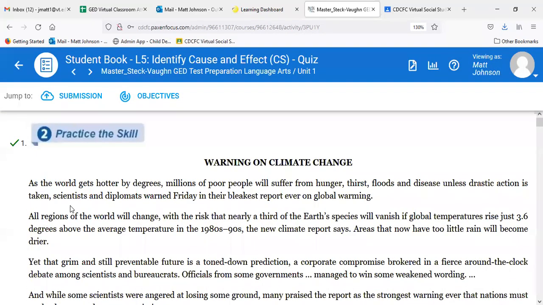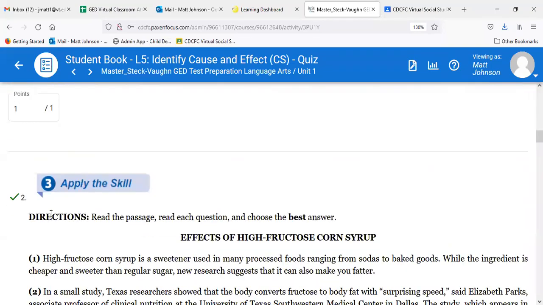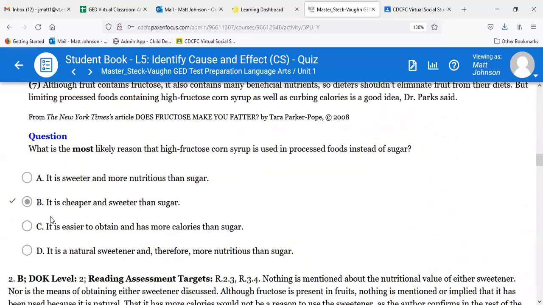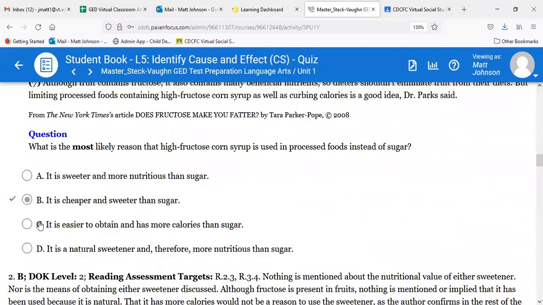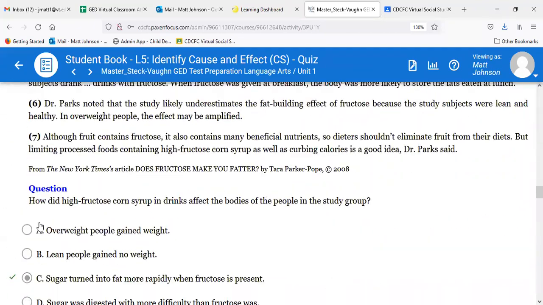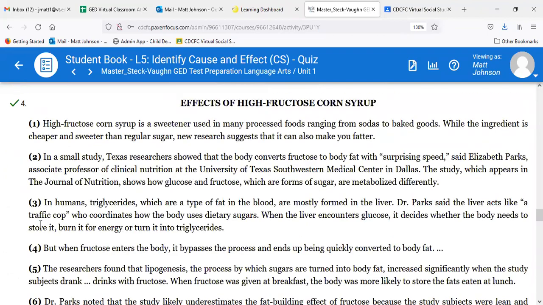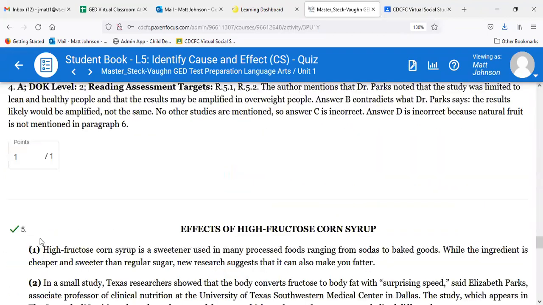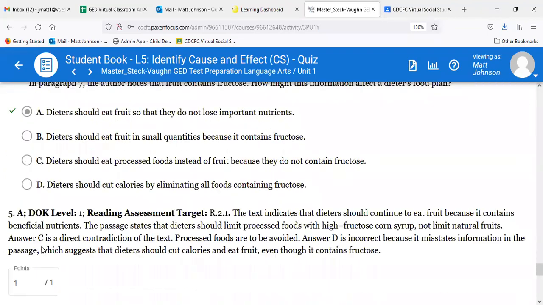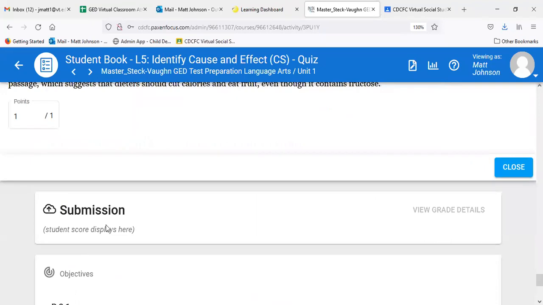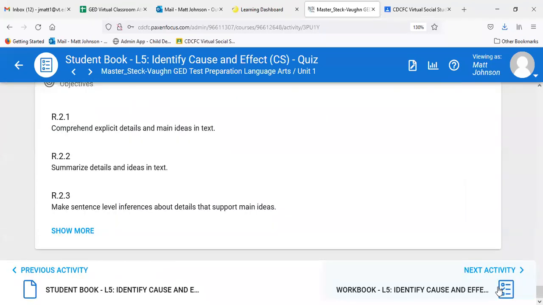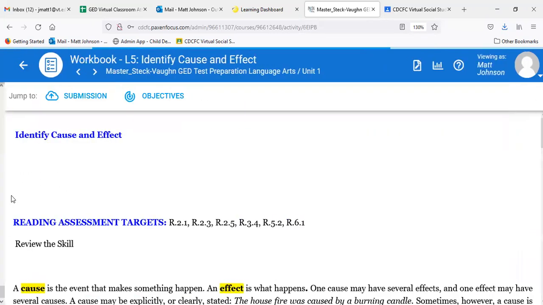All right, so 1 is D, 2 is B, 3 is C, 4 is A, and 5 is A. Okay, so that's submitted. Now I'm going to the next activity.